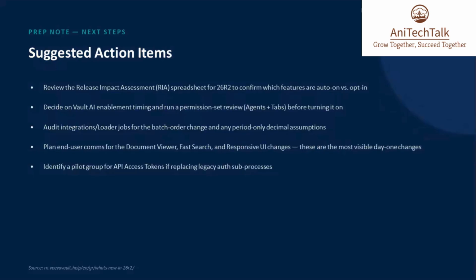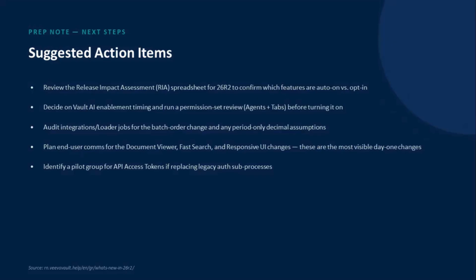You can explore it. Now, suggested action items. If you are working on the Vault domain, you can review the release impact assessment, which I hope you already covered. Also decide on Vault AI enablement timing, and run a permission set review agent plus tab before turning it on. That is my advice. And then plan the end user communication, because document viewer, fast search, and responsive UI changes are mostly visible from day one. So you need to think about how you manage the communication with end users. This session is mostly for all participants who don't know much of the technical side, so I'm not explaining much.